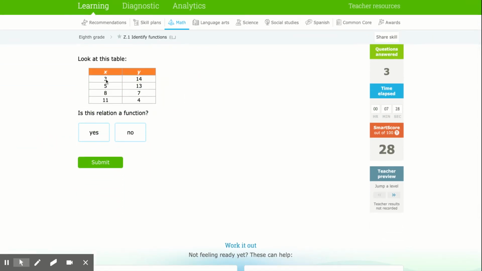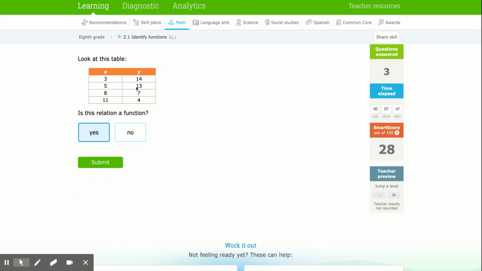Again, back to the tables, 3, 5, 8, 11. I don't see a single repetition in x. It is a function. Did you notice I didn't even look at the y's? All I cared about was that this 3 is only said once. The 5 is only said once. The 8 is only said once. The 11 is only said once.